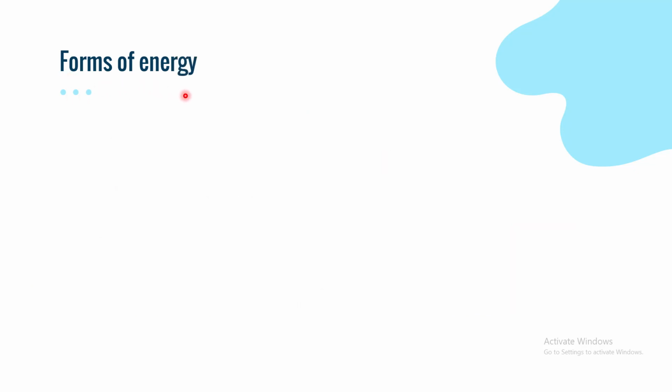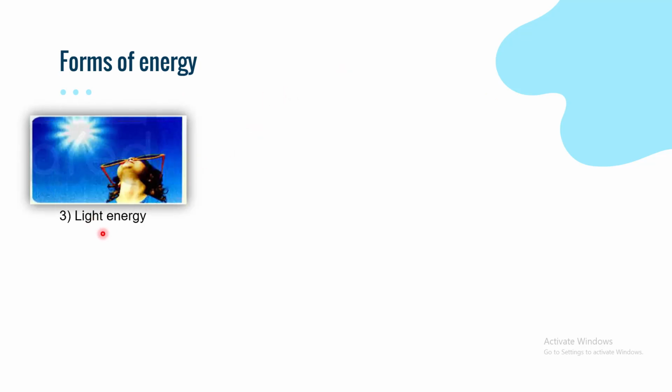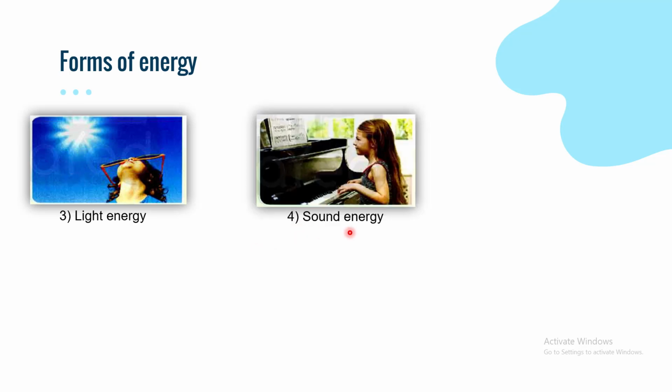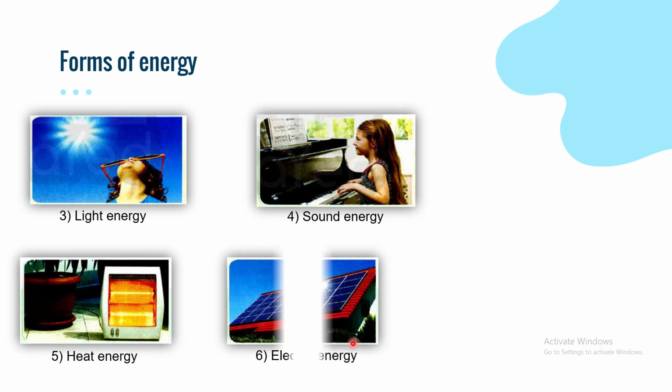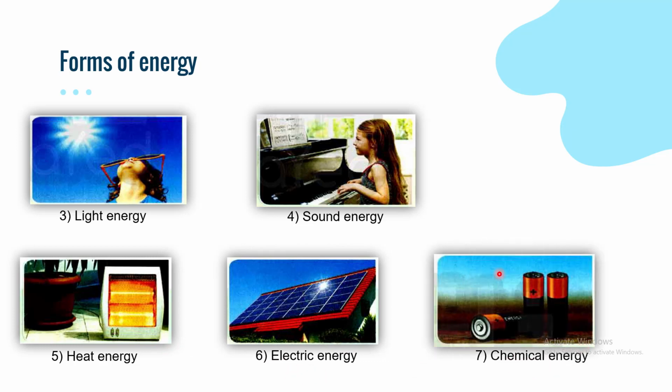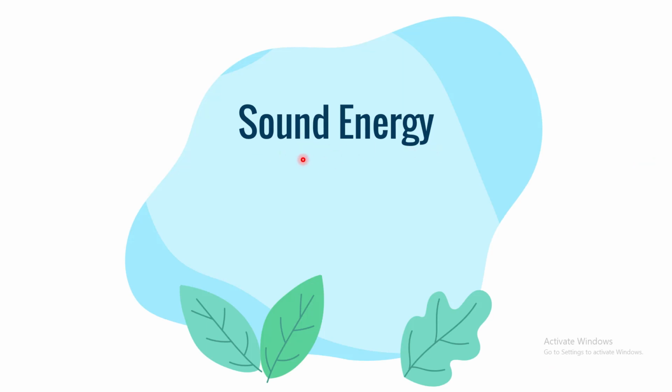Continuing with the forms of energy, there is not only potential and kinetic energy, there is also light energy, like the energy that comes from the sun. Yes, the light that comes from the sun is energy. And sound energy comes from instruments that create sound. We also have heat energy, for example the heat that comes from a heater. There is also electric energy that is found in every house in the world, and also chemical energy. We will explain only the sound energy.